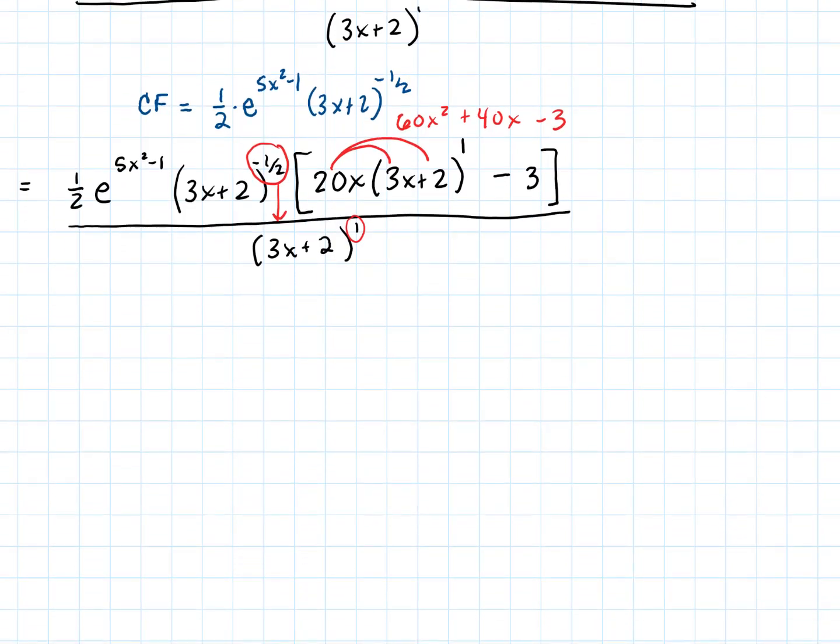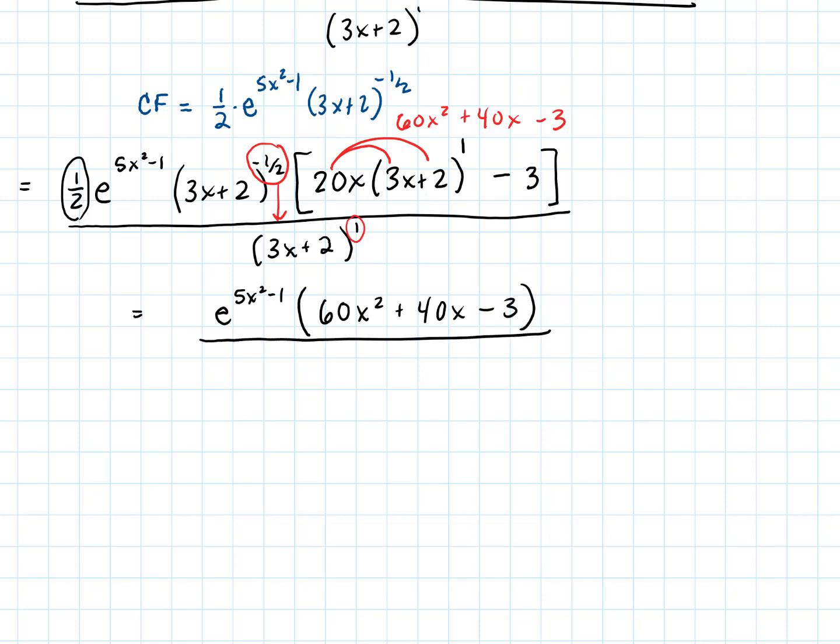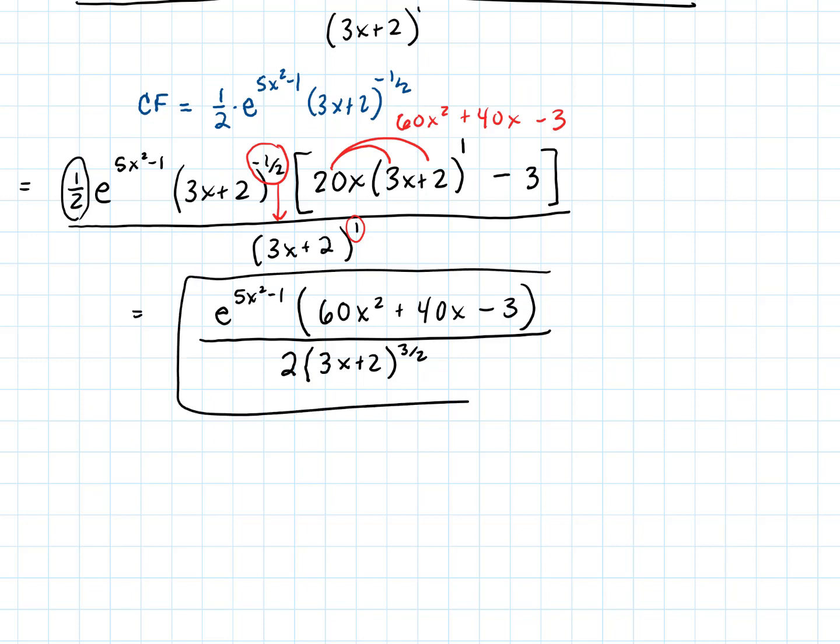And I'm also going to drop the 1/2, pull that down as well, and drop the 2 to the bottom. So we have e to the 5x squared minus 1 times all that's left in the numerator, 60x squared plus 40x minus 3, divided by, now we've dropped the 2, and the 3x plus 2 now to the 3 halves. And that is a nice simplification, right?